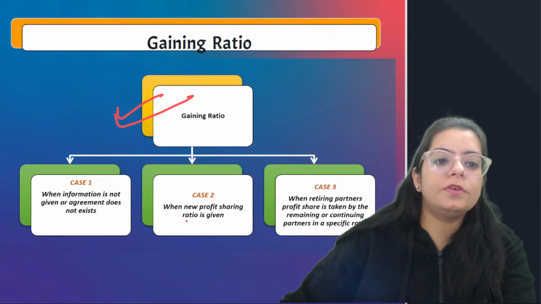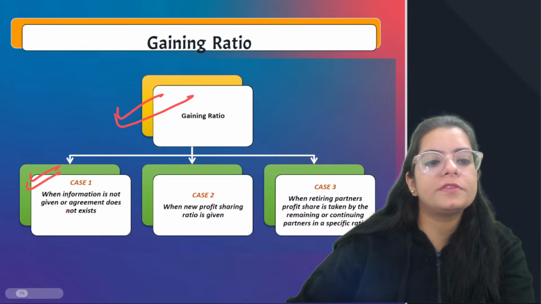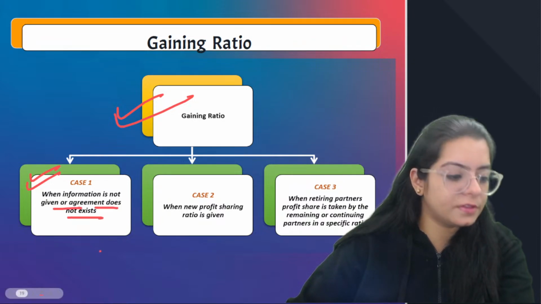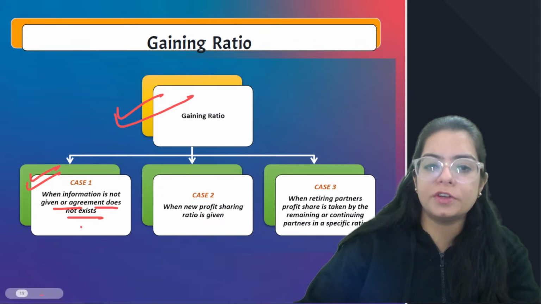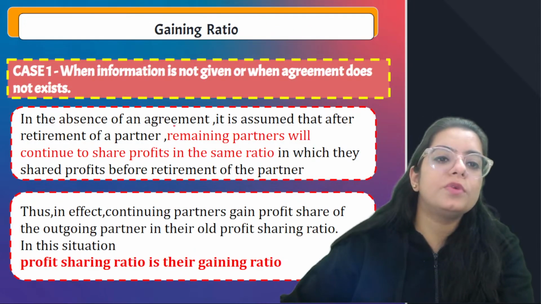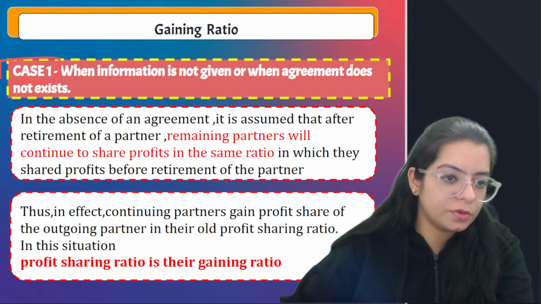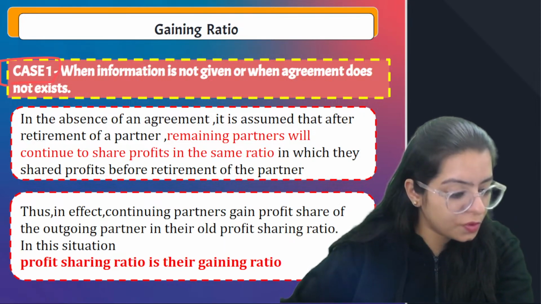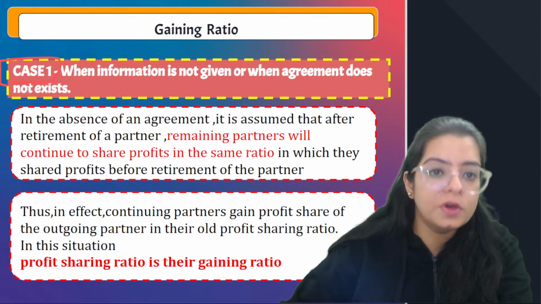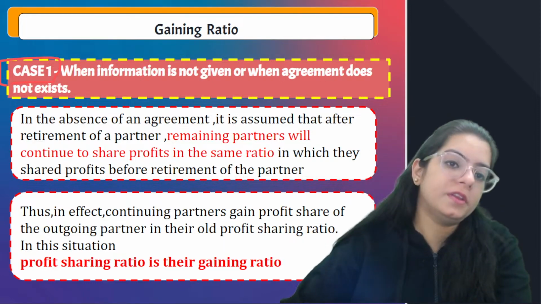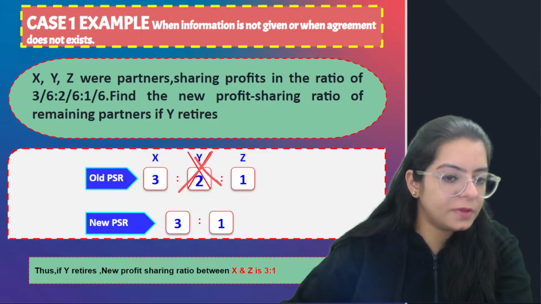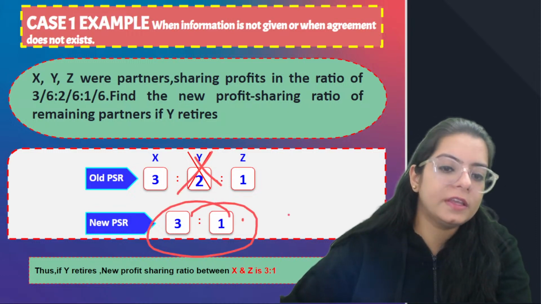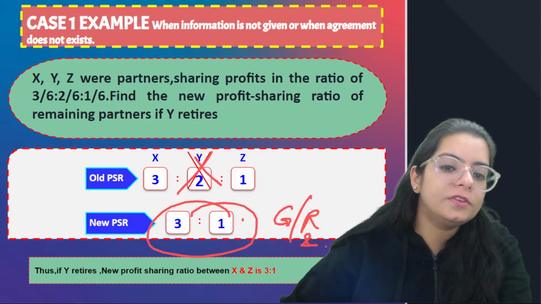So gaining ratio case 1 is when information is not given or an agreement does not exist. If there is no information given to you, what are you going to do? The old ratio becomes the gaining ratio. Whichever partner retires, his share we are going to cut. The remaining becomes the gaining ratio as well as the new ratio.